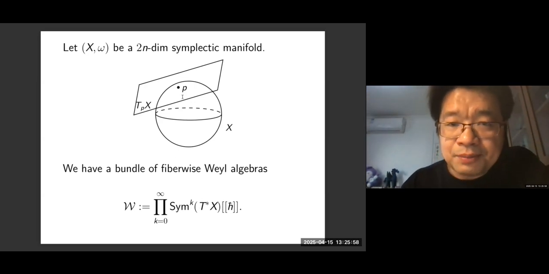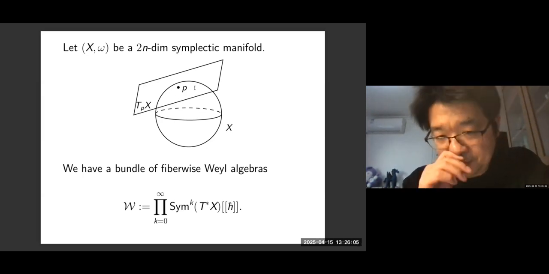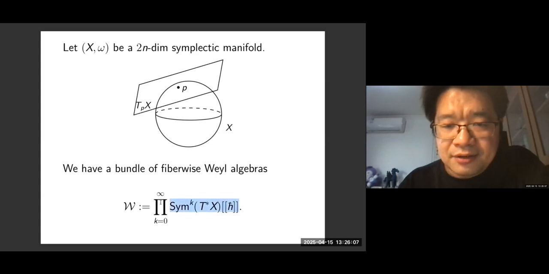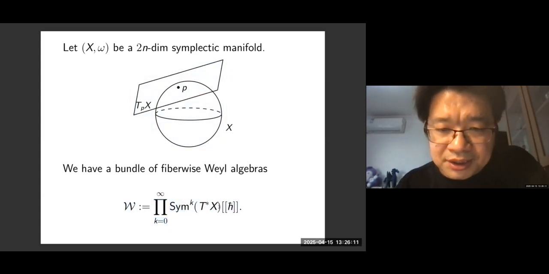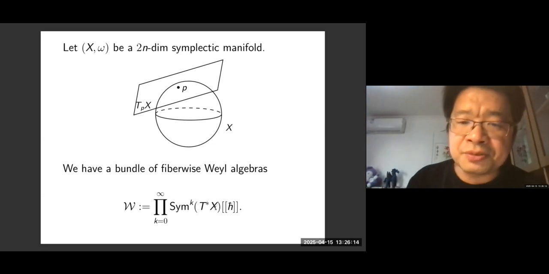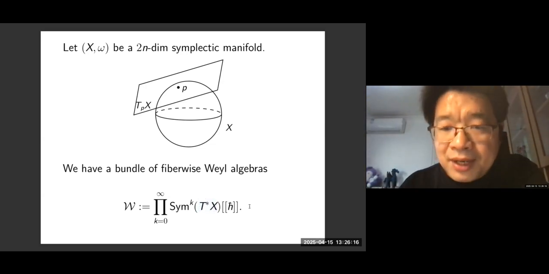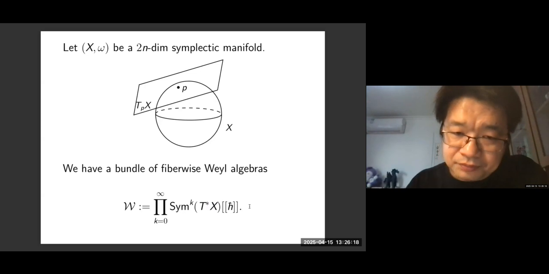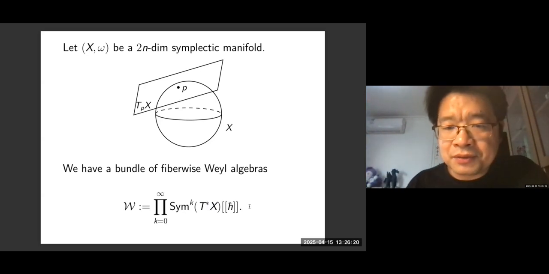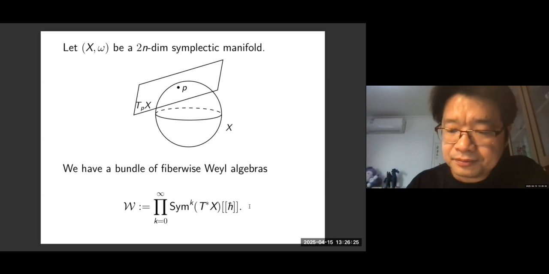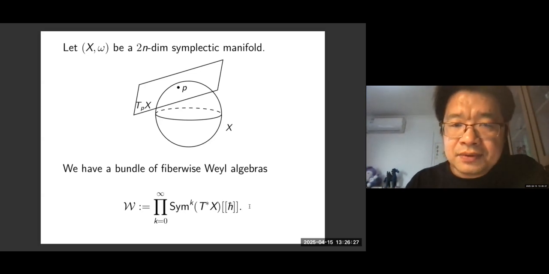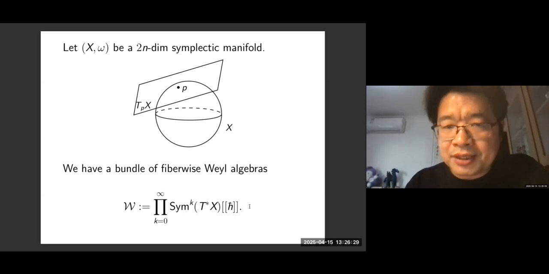Every fiber of the bundle at a point is given by the Weyl algebra of the corresponding quantization on the tangent space. As a vector space, this bundle is given by all these symmetric tensors of the cotangent bundle, and you have a fiber-wise Moyal product. So this becomes a bundle of associative algebras. It's of infinite rank. But this is too big.